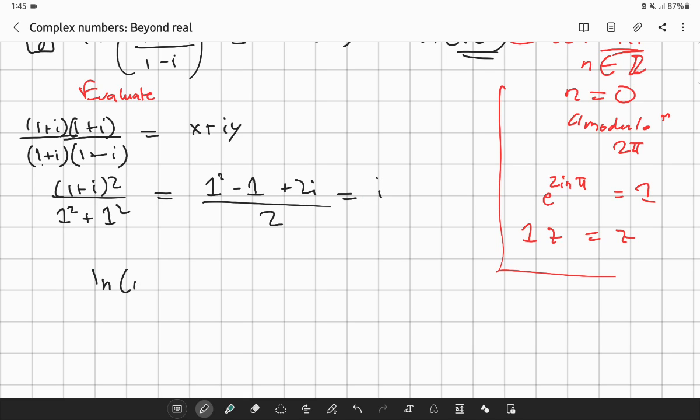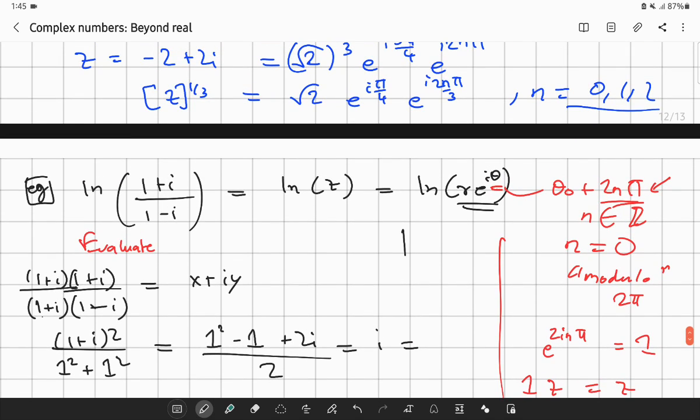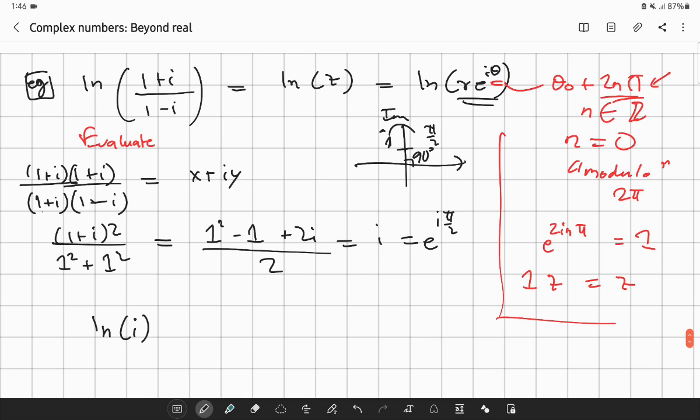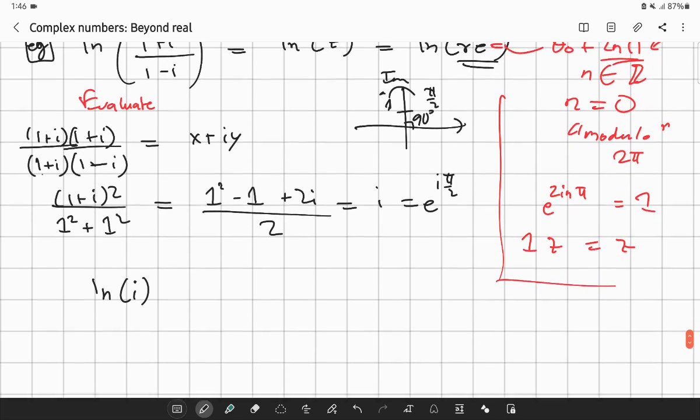So I have ln of i. And i, if you remember, is simply here. This is i, and you have 90 degrees or pi over 2 radians. This is simply e raised to i pi over 2. This should come to you naturally, because I have pi over 2 radians, and this is pointing straight up in the imaginary axis. So this is e raised to i pi over 2, straightforward. You should be able to do this without any calculation.